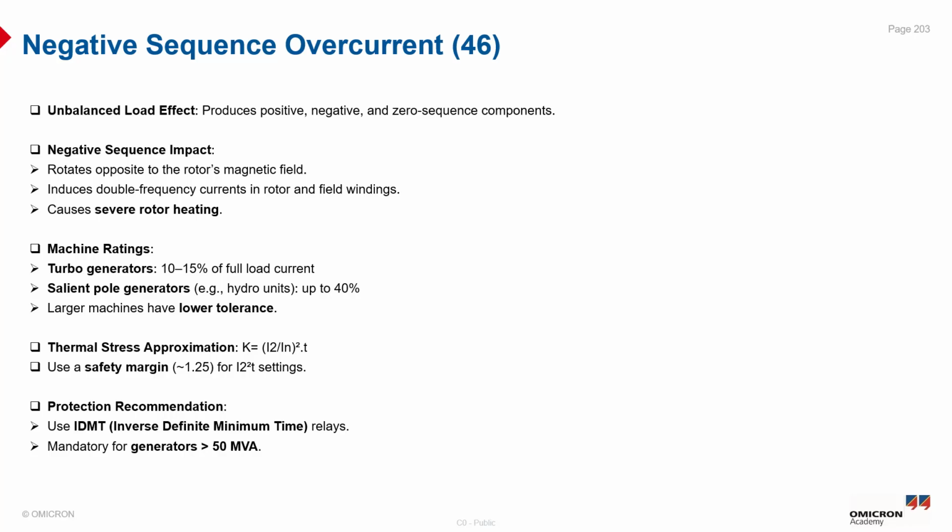During system faults, the short time heating is a part of interest, and in general it can be said that large generators have a smaller accepted negative sequence capability. The heating can be approximated by using the K factor, which equals (I2 divided by IN) to the power of 2, multiplied by T, where K is the negative sequence current short time constant, and it should be chosen with a safety margin of approximately 1.25 in respect of the I2 squared T rating.